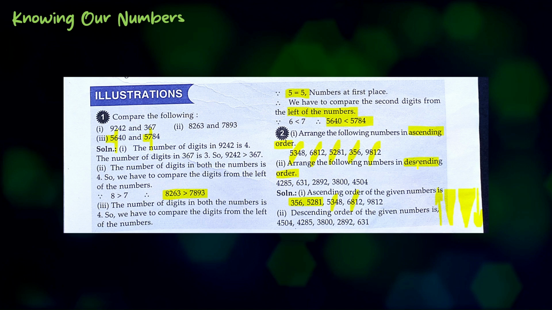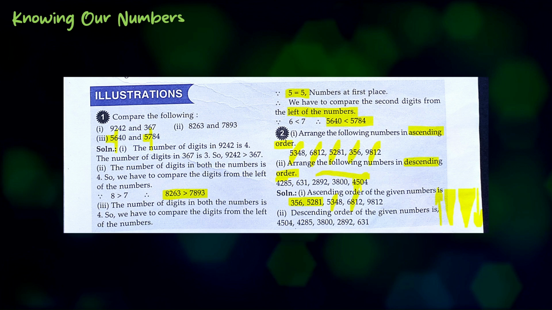Now comes to the descending order. Remember, it is big to small, descending, big to small. So for that, 4 digit, 3 digit, 4 digit, 4 digit, 4 digit. Okay, so big to small. So which is the biggest of all these 4 numbers? And there is 2, 3, 4 and 4. So we have 2 4s. So from the left digit, 4, 4, 5. So 5 is the biggest.